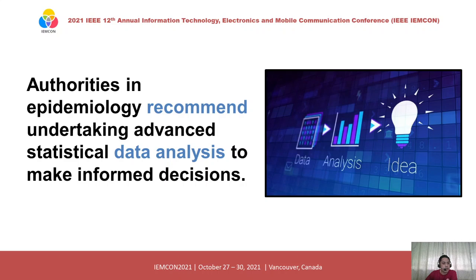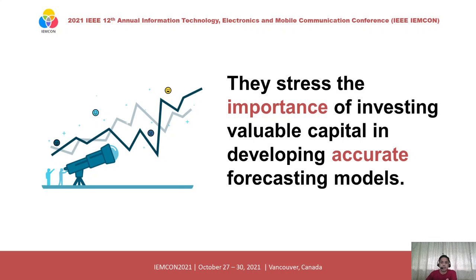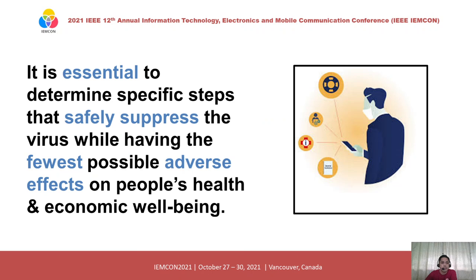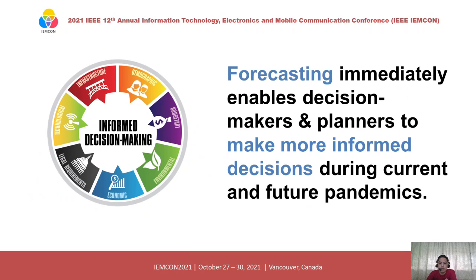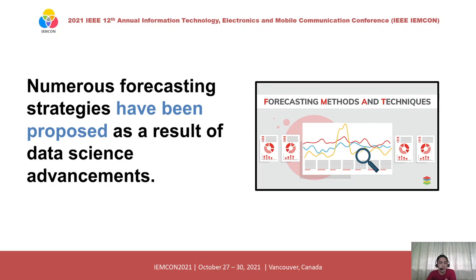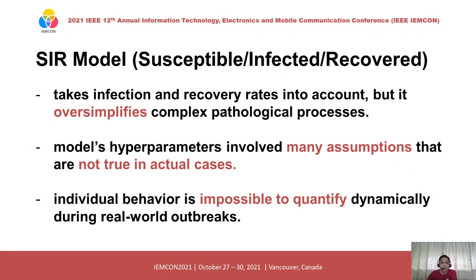Authorities in epidemiology recommend undertaking advanced statistical data analysis to make informed decisions. They stress the importance of investing more in accurate forecasting models than in contact tracing. It's essential to determine specific steps that safely suppress the virus while having the fewest possible adverse effects on people's health and economic well-being. Forecasting enables decision makers and planners to make more informed decisions during current and future pandemics. Numerous forecasting strategies have been proposed as a result of data science advancement.